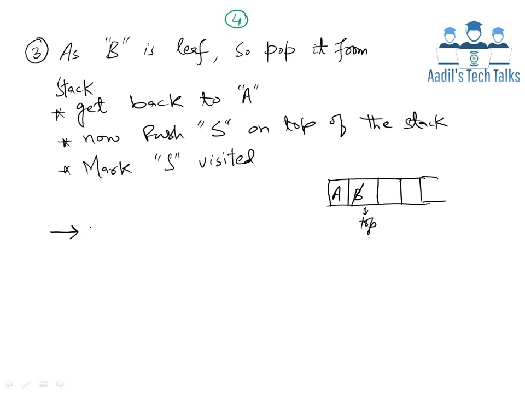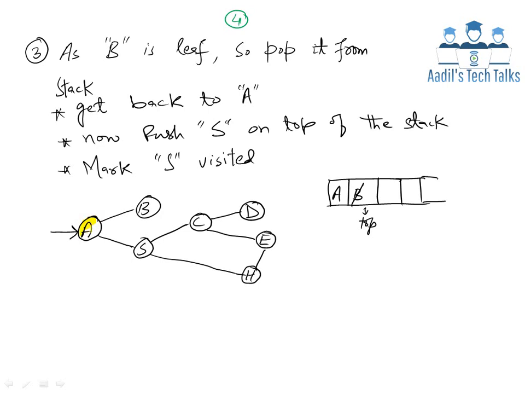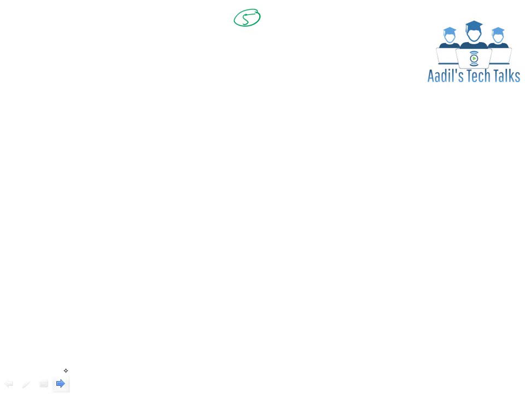Okay guys, A was already highlighted, then we highlighted or visited B, and now as S is visited, S is marked visited, S is inserted on top of the stack, and now the output sequence is A, B, S. Okay guys, so now we move to the next step.